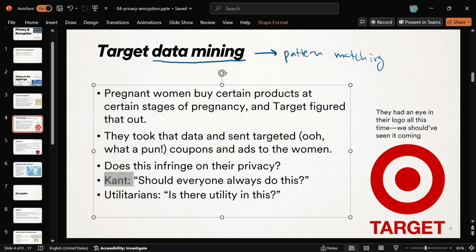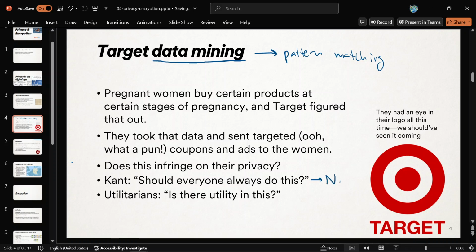So if you asked Kant about this, is it a good thing or a bad thing, he would ask a question like, should everyone be always doing this? Should everyone always be mining my data and extracting information and trying to sell me stuff? Kant, huge proponent of individual freedoms. He would be like, don't use me as a means to an end. He would say no, almost certainly, right? There might be a way to bend his words and have him say yes, but I would say it's very likely that you would argue no from a Kantian perspective.